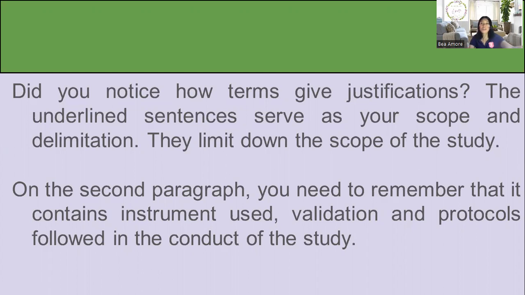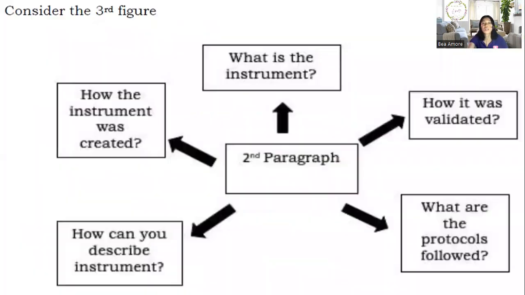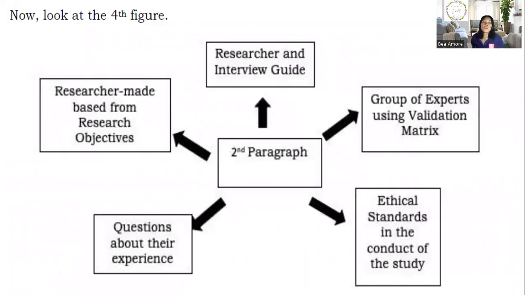On the second paragraph, you need to remember that it contains instruments used, validation, and protocols followed in the conduct of the study. Consider this third figure. On the second paragraph, what is the instrument, how the instrument was created, how it was validated, what are the protocols followed, and how can you describe the instrument? Now look at the fourth figure. This is the answer for the second paragraph.